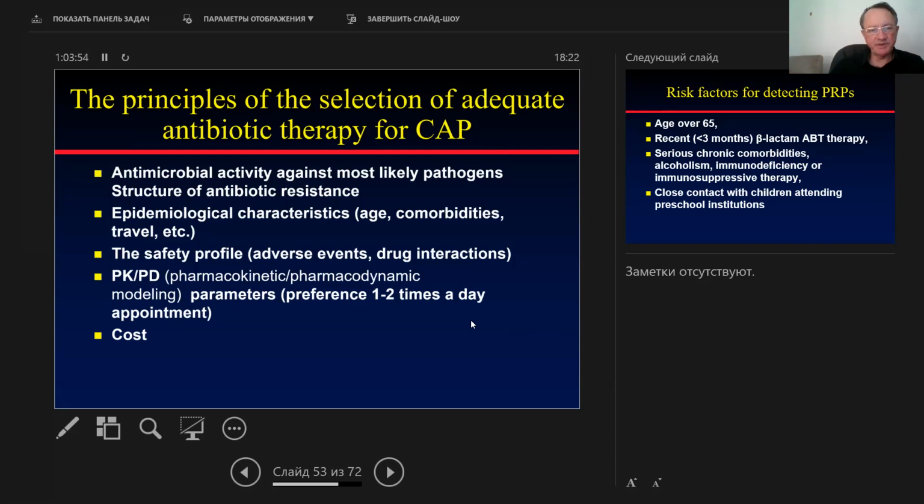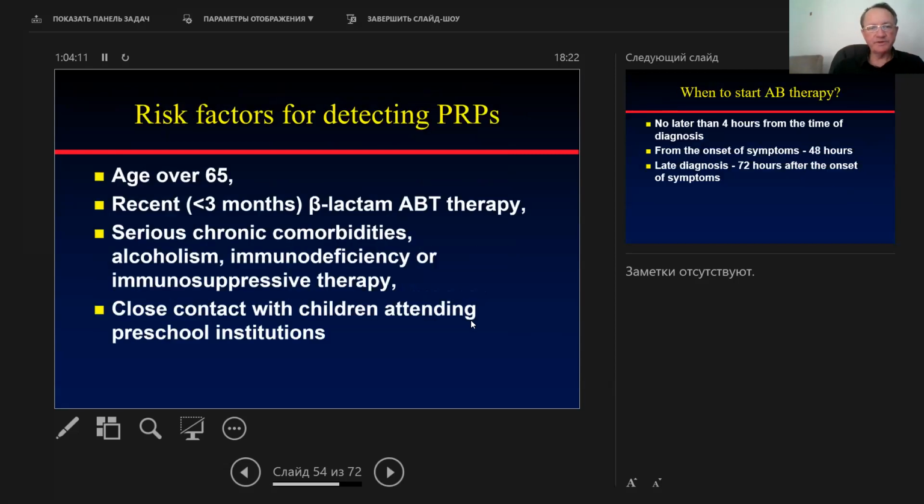Epidemiological characteristics: age, comorbidities, travel, safety profiles. We should analyze possible adverse events, drug interactions, pharmacokinetics and cost. Risk factors for detecting penicillin-resistant pneumococcus are age over 65, recent use of beta lactams, antibiotic therapy, serious chronic comorbidities, alcohol abuse, immunodeficiency, and close contact with children attending preschool institutions.